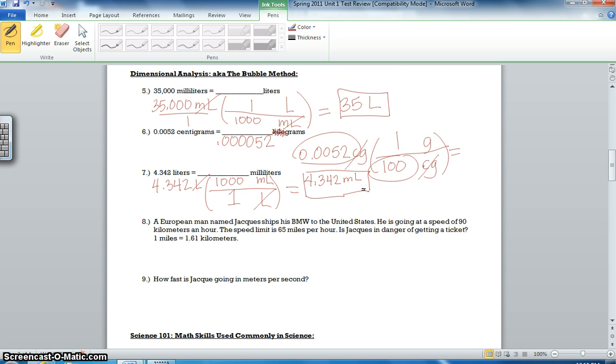All right, number 8 gets a little more complicated. So he's going a speed of 90 kilometers per hour. Okay, so the way we're going to write that is 90 kilometers per every 1 hour. I'm going to throw that into a bubble. Okay, speed limit is 65 miles an hour. Is he in danger of getting a ticket? Well, I don't know. Let's see.